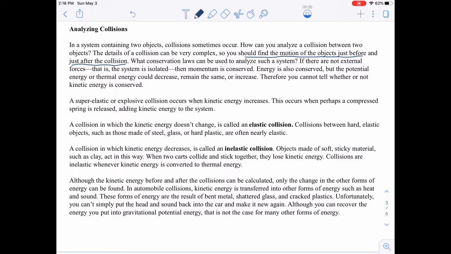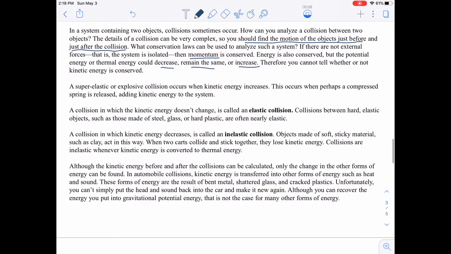What conservation laws can be used to analyze such a collision? If there are no external forces, that is, the system is isolated, then momentum is conserved. So we have a law of conservation of momentum that we will use. Energy is also conserved, but the potential energy or thermal energy could decrease, remain the same, or increase. Therefore, you cannot tell whether or not kinetic energy is conserved. So the energy part is a little trickier than the momentum.